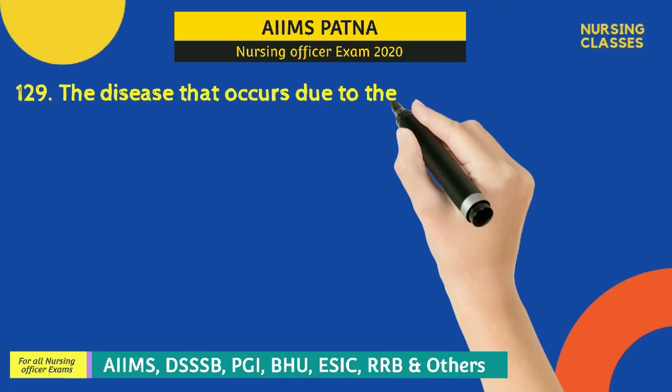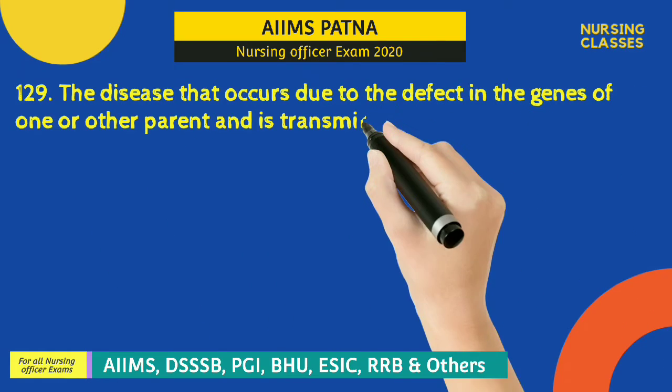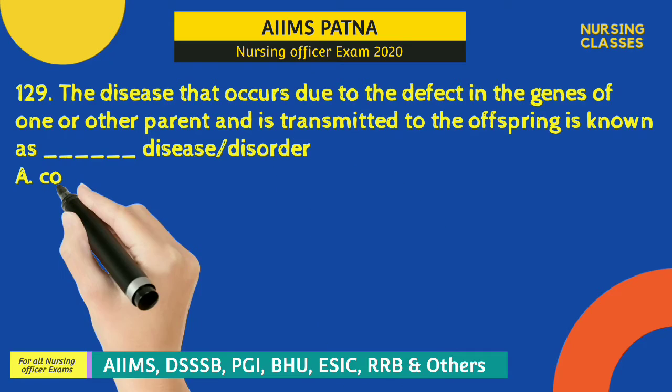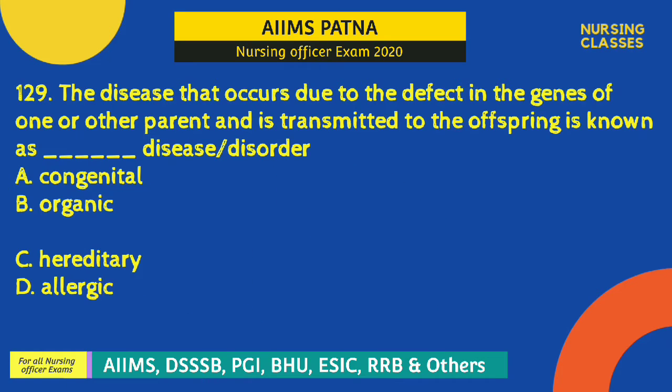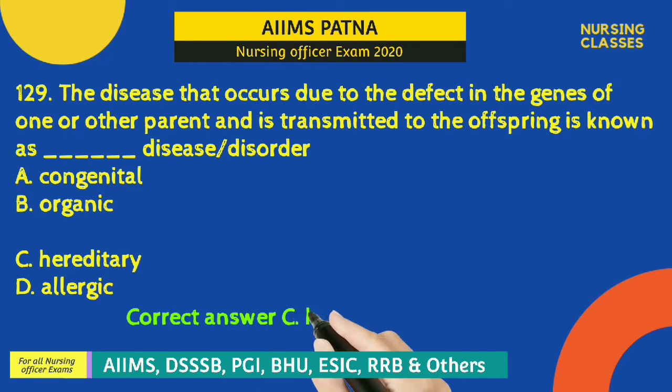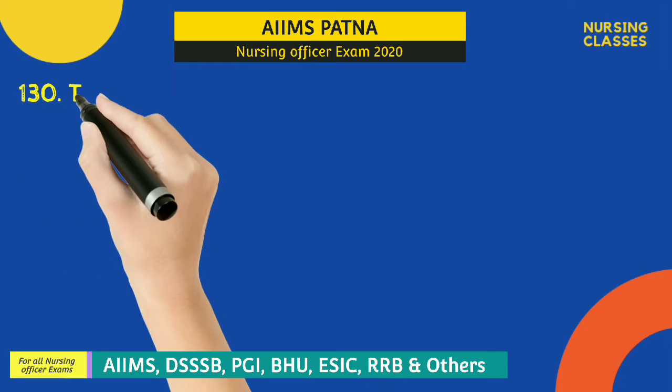129. The disease that occurs due to the defect in the genes of one or other parent and is transmitted to the offspring is known as dash disease/disorder. A. Congenital, B. Organic, C. Hereditary, D. Allergic. Correct answer C. Hereditary.